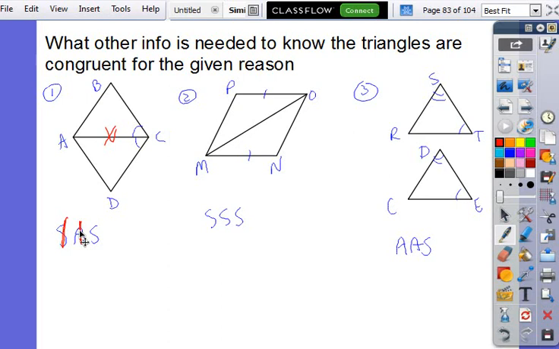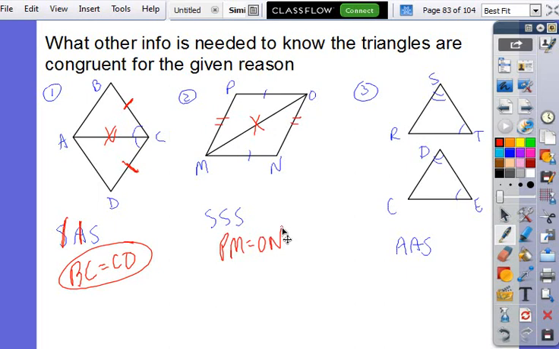So that means this one has to work and this one has to work. What did I just put in there? BC has to equal CD. That would be the missing information. If I go to the second one, I can mark that. That's not missing. What is missing for side, side, side? That third pair of sides over here. So PM would match ON. That's what's missing to make it work.